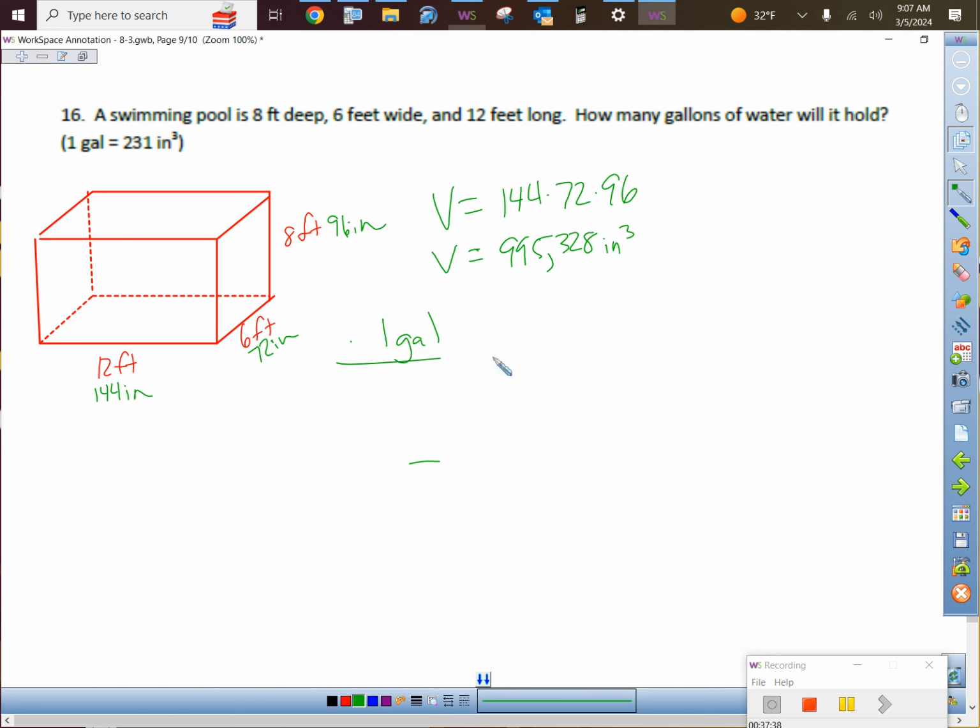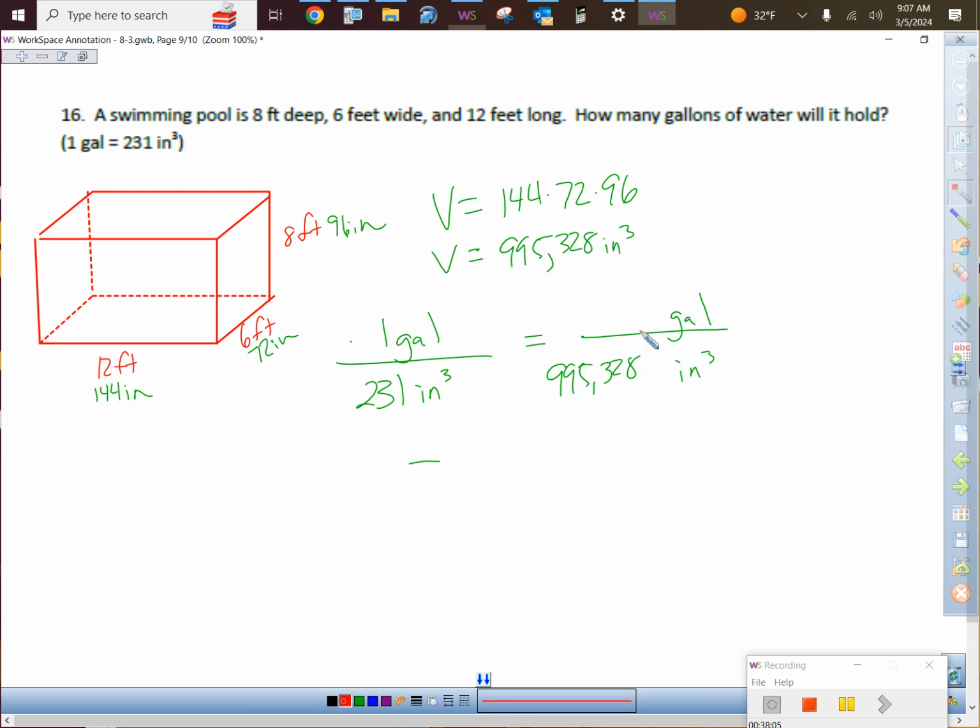They gave us a conversion rate. I will write it as a fraction. 1 gallon is to 231 inches cubed, correct? Since this is gallons over inches cubed, you will write this other fraction as gallons over inches cubed to keep that balanced. Which one of those 2 things do you actually know? Do you know how many gallons this pool will hold, or do you know how many cubic inches it is? You know the cubic inches, so you can do the 995,328.